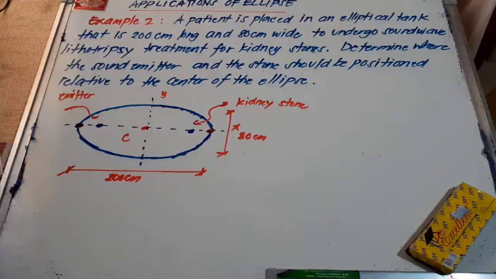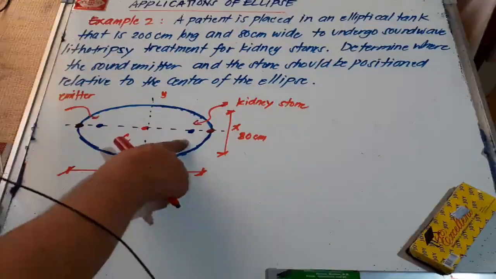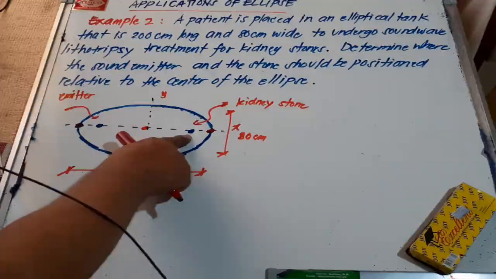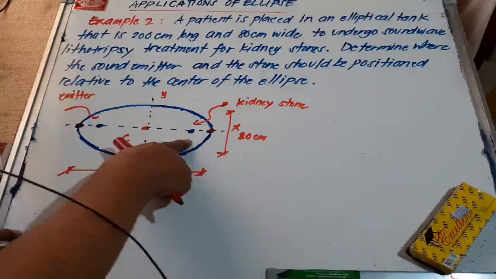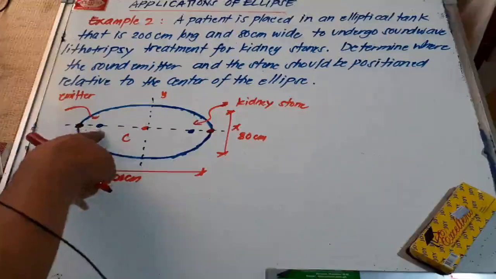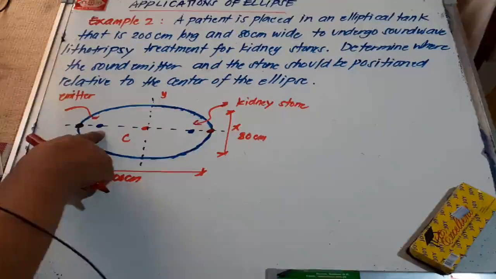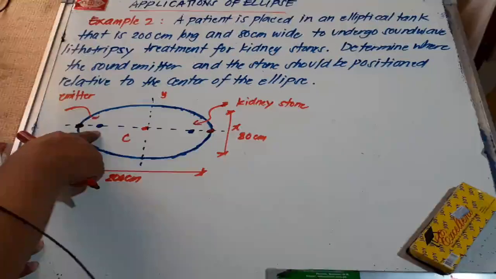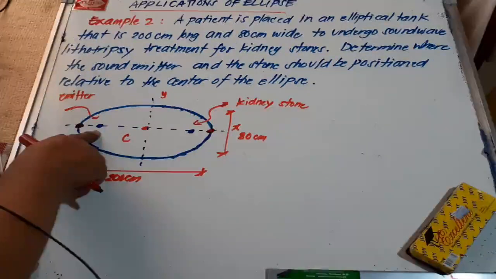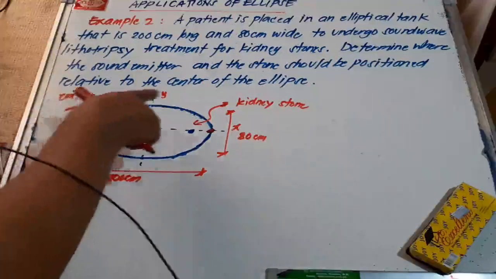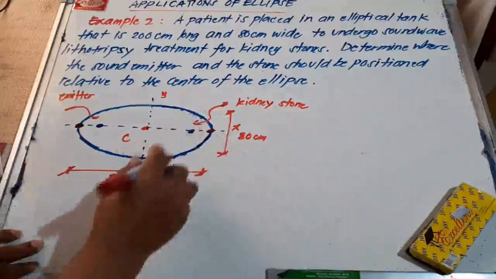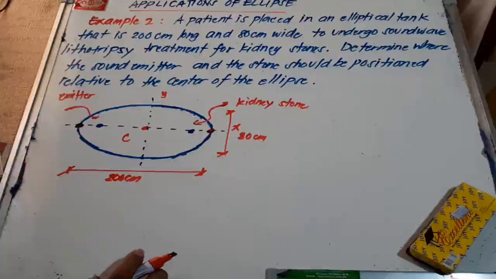So, meron tayo dito elliptical tank. Pagkatapos, nilagay dito yung ating patient na kung saan yung kanyang stones, yung kidney, is nakaposition sa one focus of our ellipse. Okay? So, naandito yung kidney stone niya, nakatapat dito. Okay? At naandito rin yung emitter, sound emitter. Kasi pag nag-release ito ng shockwave, magbabounce yung waves na yon dun sa elliptical tank. And then, tatama na yun sa kidney stone para mabasag yung kidney stones.